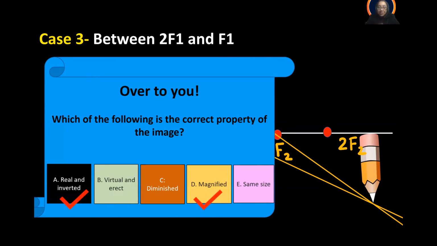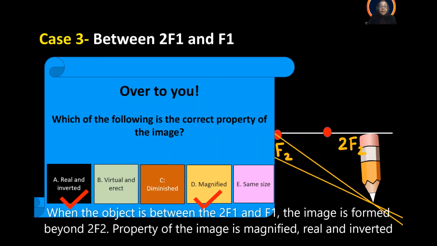So I'm sure that you've answered it correctly, and it is real and inverted. I already told you that it has become bigger in size. Bigger in size means what? It is magnified. It has become bigger in size. And it is real and inverted. Inverted, we can see from the image that it is inverted.